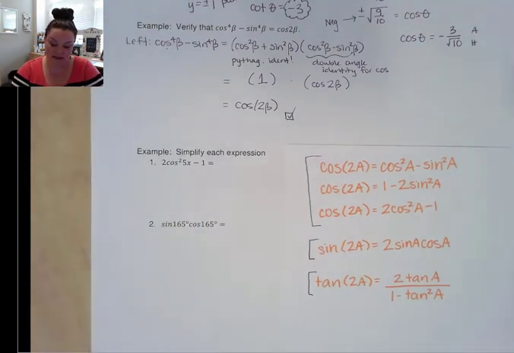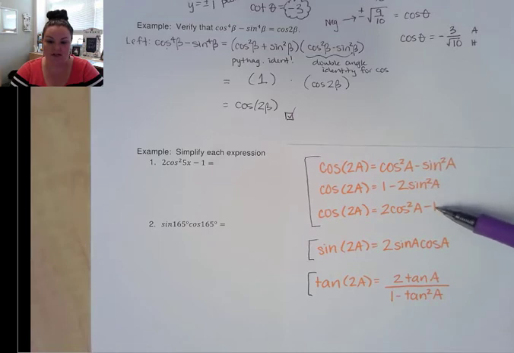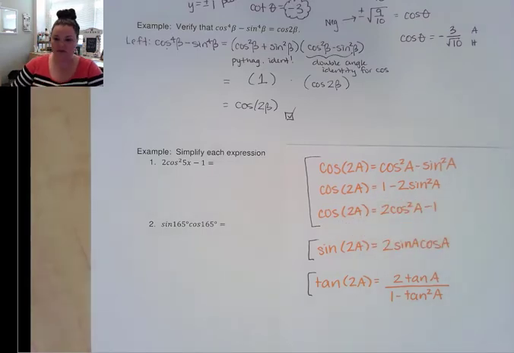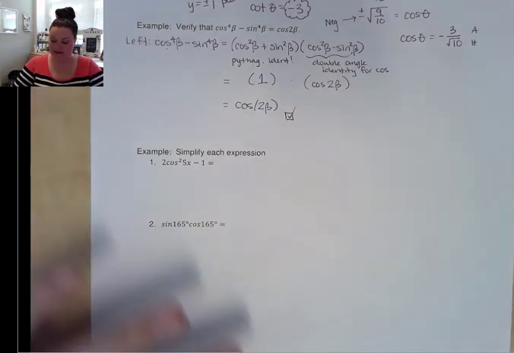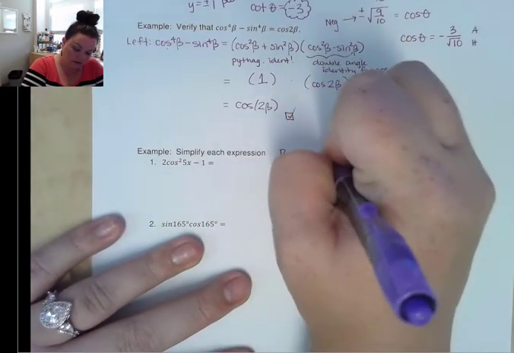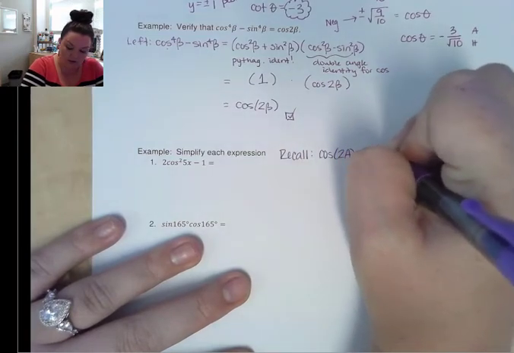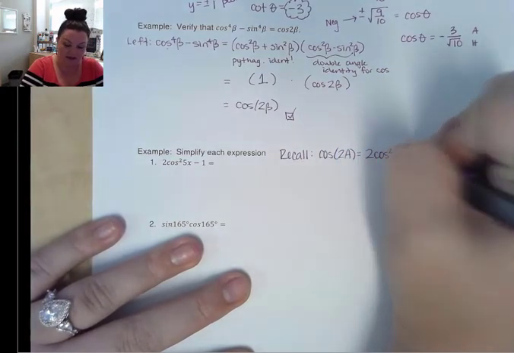So if I look at these, this is not 2 times cosine of some angle minus 1. This one doesn't even have cosine, but it does look very similar to this one, right? This looks like 2 times cosine squared of an angle minus 1. So this is the formula I'm going to try to relate it to. So I'm going to go ahead and write that formula out to the side here. I'm just going to say recall cosine of 2a is equal to 2 times cosine squared a minus 1.